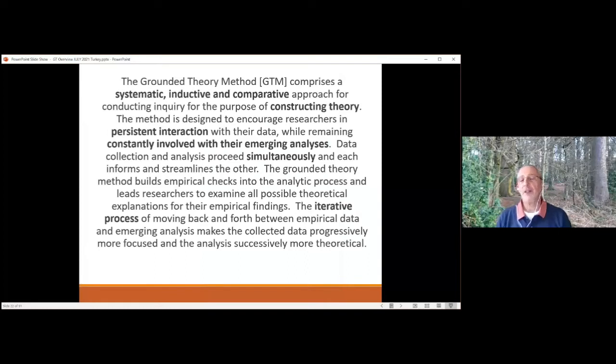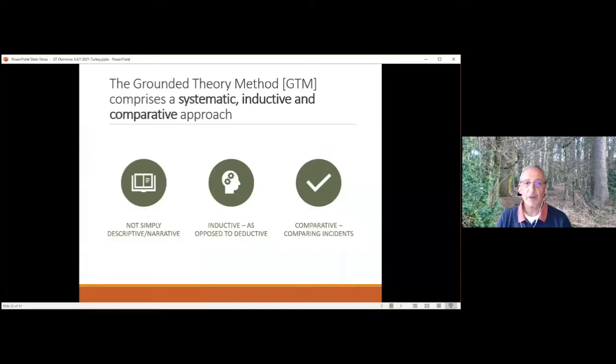Okay, here's a very wordy slide. I'm not going to go through it all, but the bits in bold I will take out. So this is the definition of what this method is. Okay, systematic, inductive, and comparative for constructing theory, persistent interaction, emerging analysis that goes on simultaneously with collection, and iterative. So the first thing is that the method is seen as systematic. It's not just, oh, I'll go out, I'll listen to a few people and make up a few ideas. You have to do it systematically. You've got to gather your data, you've got to investigate and analyze it.